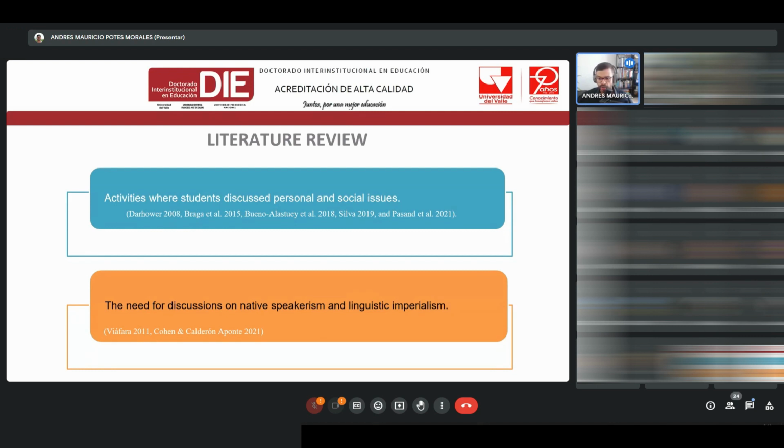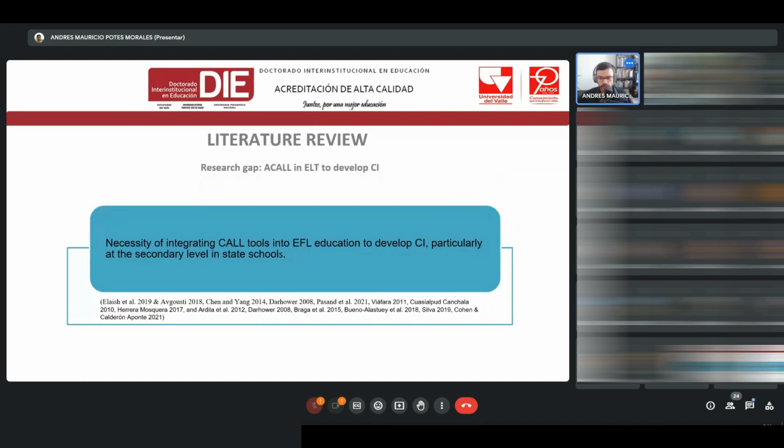Studies like Cohen and Calderon Aponte 2021 highlighted the need for discussions on native speakerism and linguistic imperialism. However, the main focus of those studies was not developing critical interculturality. The revision of literature let us see the research gap acknowledged in the introduction of this presentation. And with this, I can assert that in the studies reviewed, first, critical issues arose in communicative activities as indirect topics, since they were not the main objective in these studies.